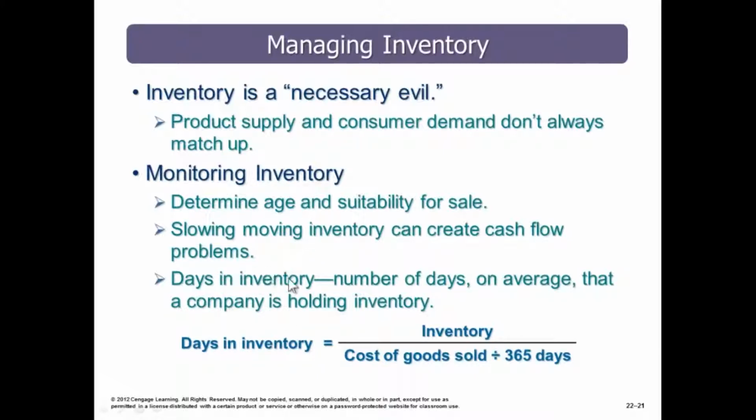Days in inventory is how many days on average something stays in inventory, and you want to keep that number as low as possible. So days in inventory is equal to your average inventory over the year divided by the cost of goods sold, divided by 365 days. These items, by the way, come off of your balance sheet.